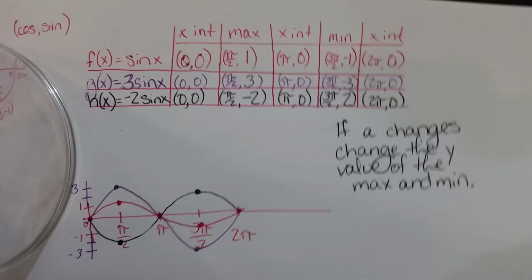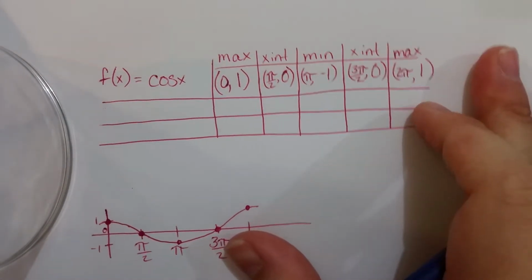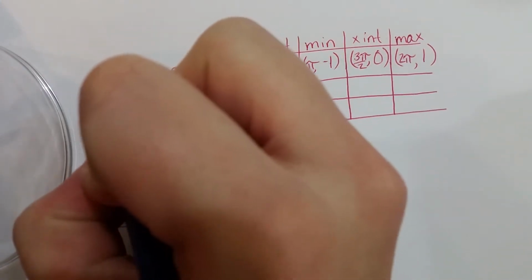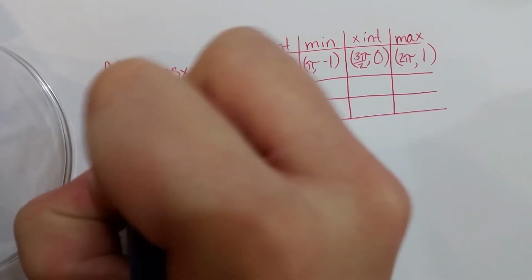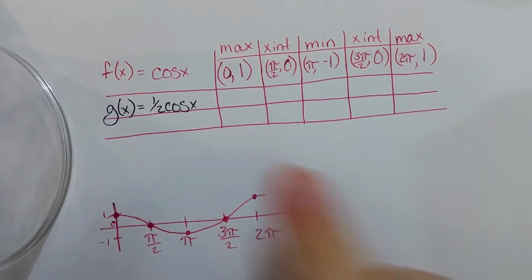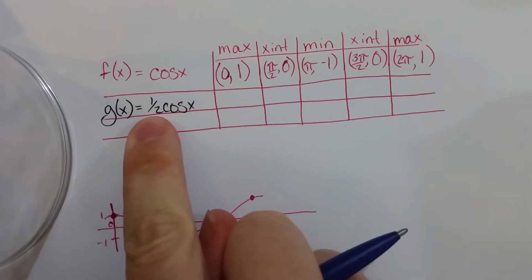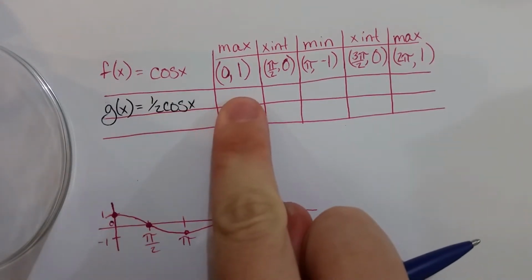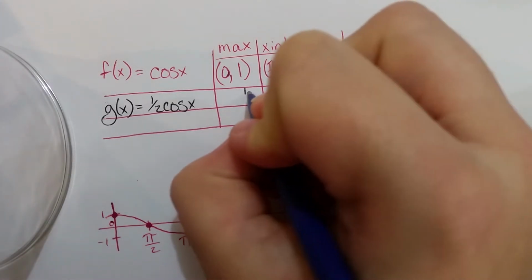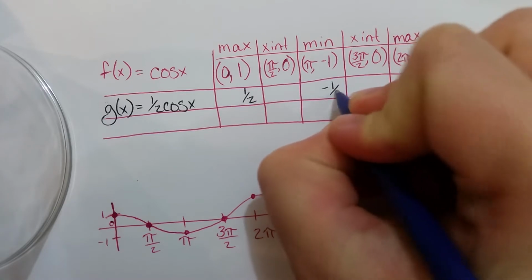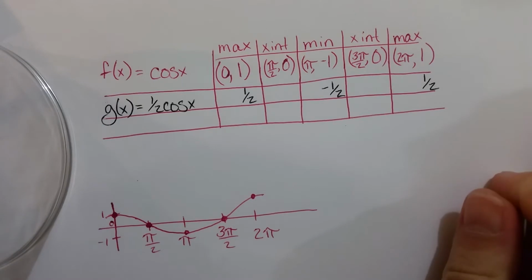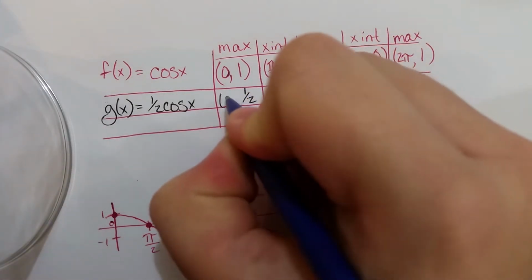Okay, so I'm going to go ahead and do that on cosine, and basically the same story is going to occur here. So let's say I have this time g of x equals 1/2 cosine x. Basically 1/2, so the new max will be 1/2, the new min will be negative 1/2. So this is going to be 1/2. This will be negative 1/2, and this will be positive 1/2. Everything else will stay exactly the same.